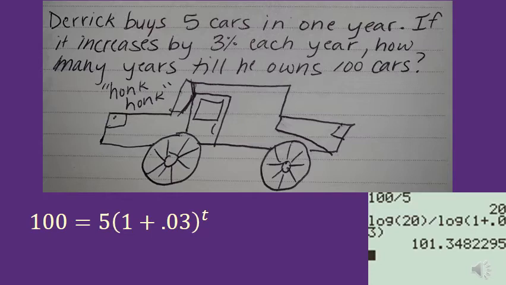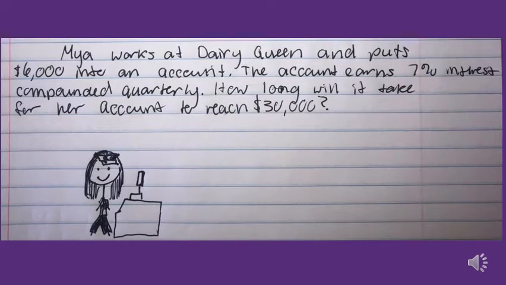So the first step here was just to take 100 divided by 5. And if you do that, you get 20. Basically, what the problem would look like after you divided it is it would say 20 equals 1.03 to the T power. And that's why what I did to solve the rest of it is I just divided logs. I took the log of 20. I could have just done log and then done the answer key in parentheses, divided by the log of 1 plus 0.03. And it turns out that it's going to be 101 years before Derek's going to end up owning 100 cars.